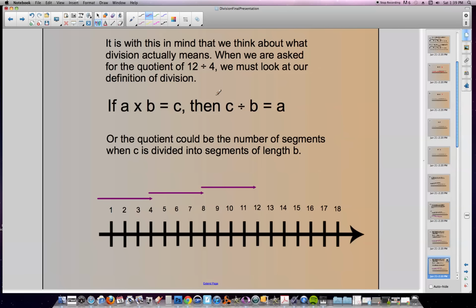Or we could also say, if we have 12, and we divide it into segments that each have a length of 4, how many segments will there be? Well, there's 1, 2, 3 segments, because 12 is the third multiple of 4: 4, 8, 12.